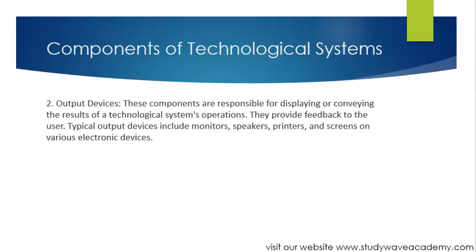Then we have the output devices. These components are responsible for displaying or conveying the results of a technological system's operations. They provide feedback to the user. Typically, output devices include monitors, speakers, printers, and screens on various electronic devices. So these components present the results or feedback to users. And these include the monitors, speakers, printers, screens.